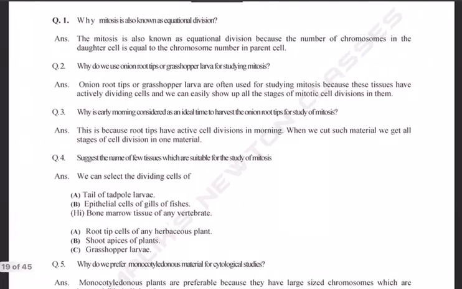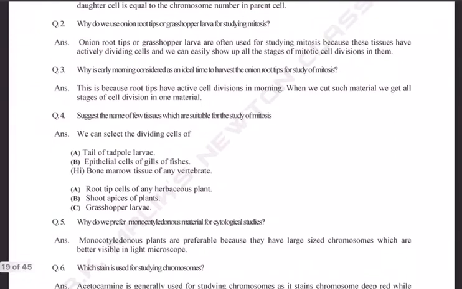Suggest the names of a few tissues which are suitable for study of mitosis. We can select the dividing cells of the tail of tadpole larvae, epithelial cells of gills of fishes, bone marrow of any vertebrate, root tip cells of herbaceous plants, shoot tips of plants, and of course grasshopper larvae.